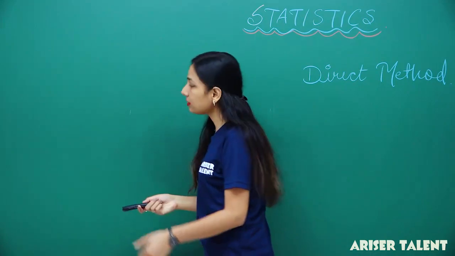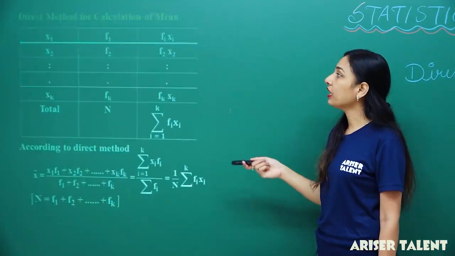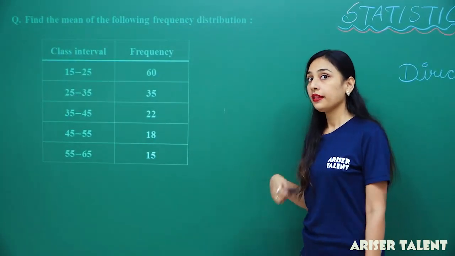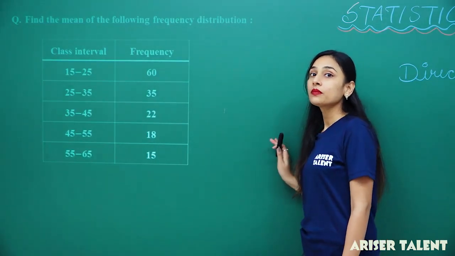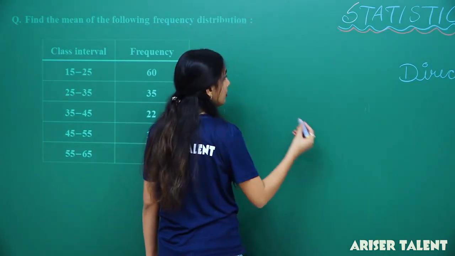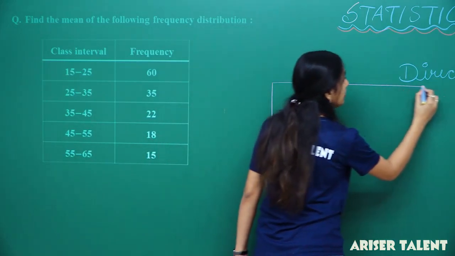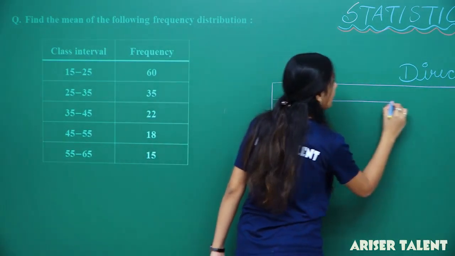Now talking about the three methods that I have told you, we have covered this direct method, and after that we have to do this question. We have talked about the way we are going to solve this question, and that was by having this table, in which we are having entries.